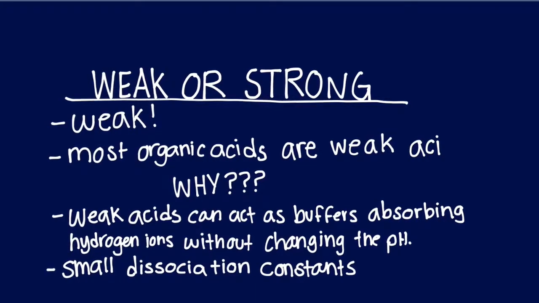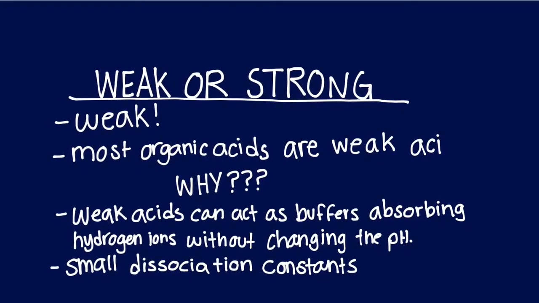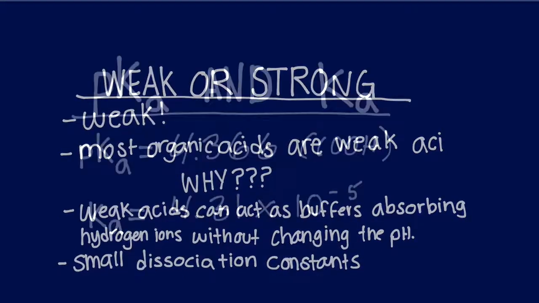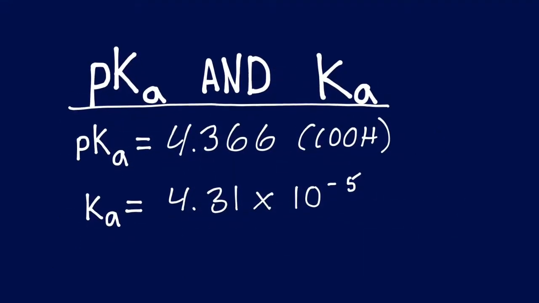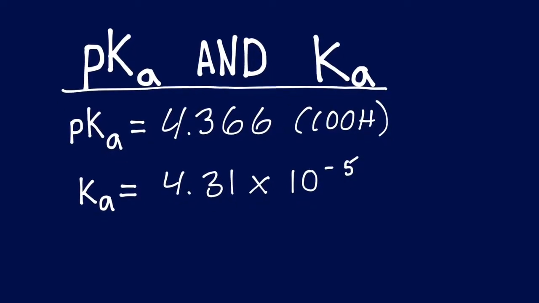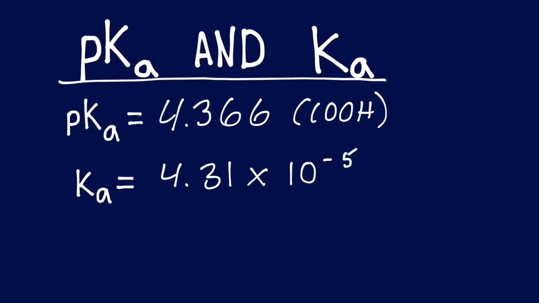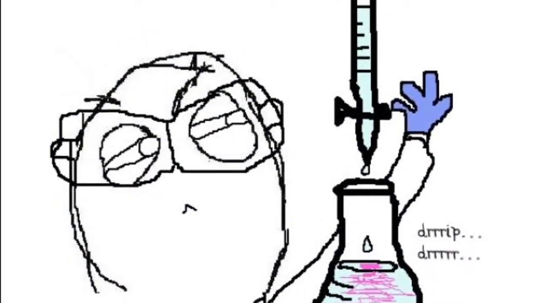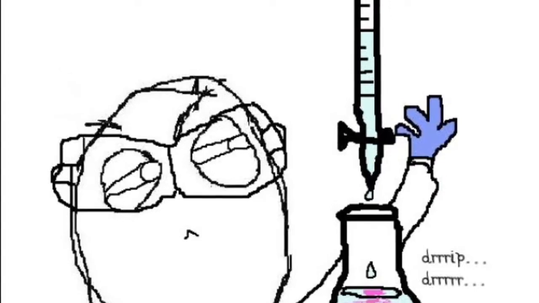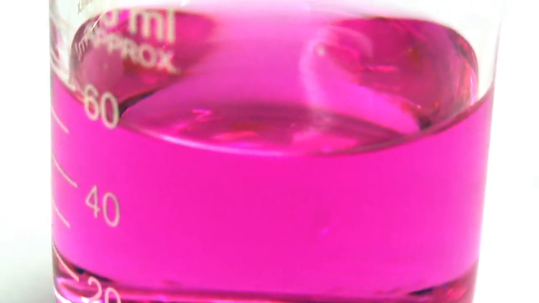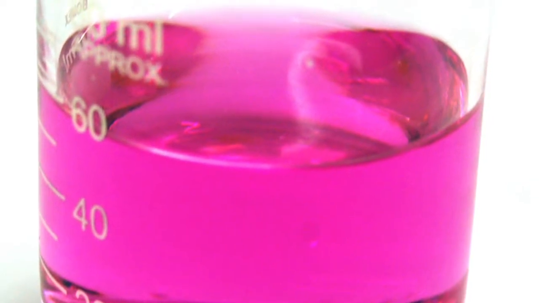And as I said before, tartaric acid is a weak acid, as most organic acids are. Tartaric acid's pKa is 4.366 and its Ka is 4.31 times 10 to the negative fifth. In my demo, to find the equivalence point of freshly squeezed fruit juices, I used the process of titration. I used a colored indicator of phenolphthalein.